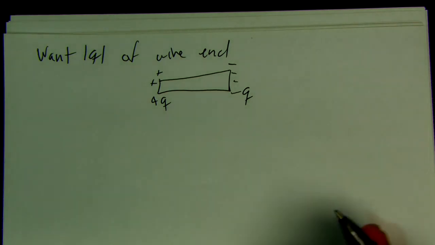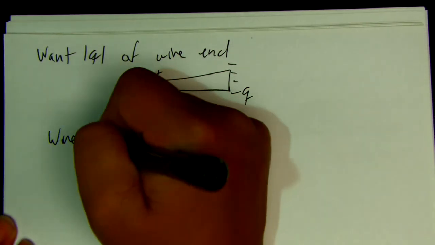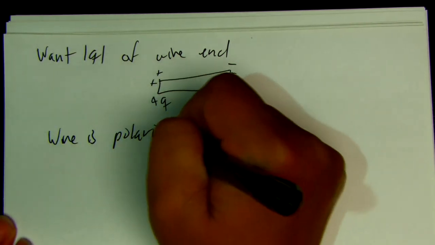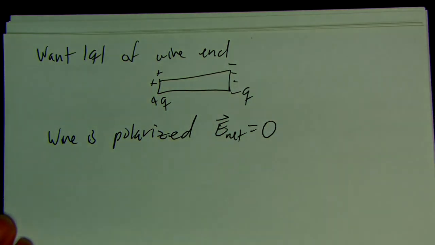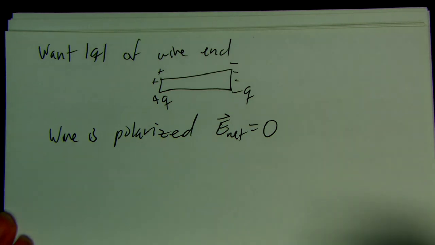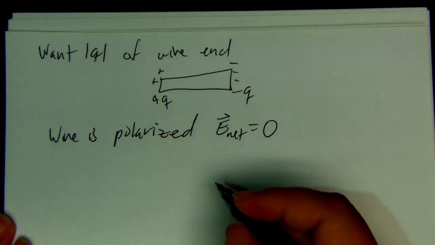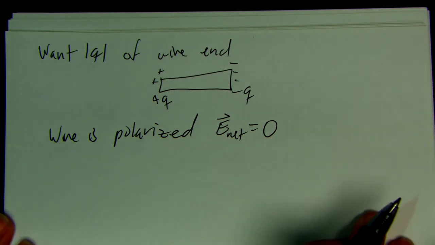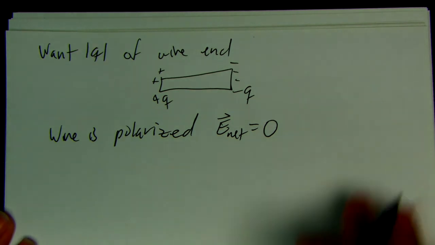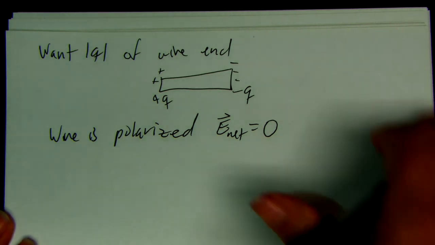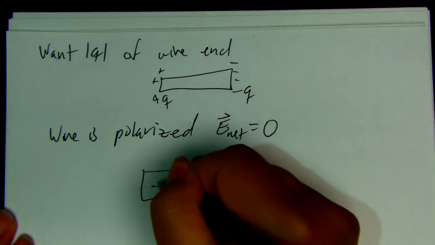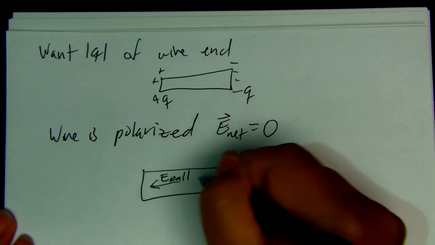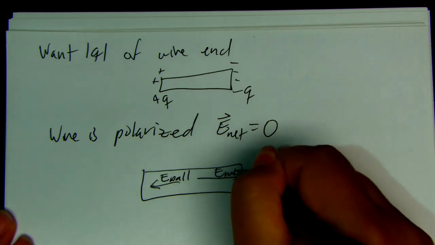So we've said the wire is polarized. And as we've already gone through, that would then imply that the net field is equal to 0, because polarization happens in equilibrium. So the field from the ball is equal and opposite to the field from the wire. So let's consider, so we've got E ball, E wire.